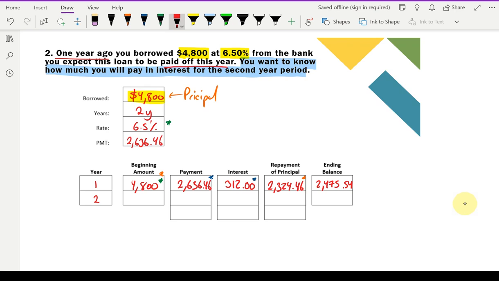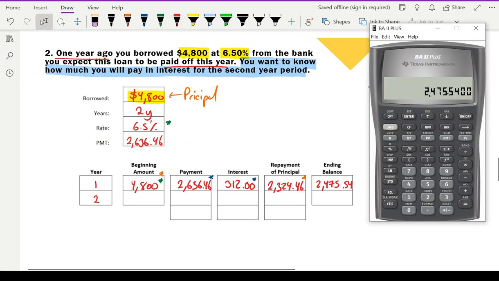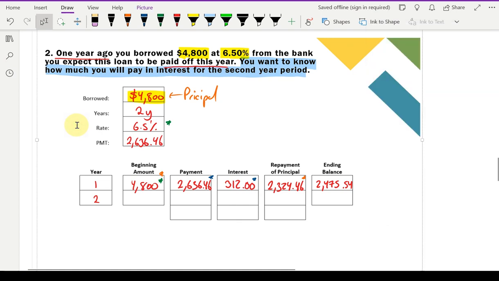$2,475.54. Okay, let me just make sure that that's accurate. Okay, great. Now, the beginning balance of the next year is the ending balance of the previous year. So we're going to start with $2,475.54. The payment, remember, is going to be exactly the same through the whole life of the loan. That's kind of the point of amortization. You get fixed payments.